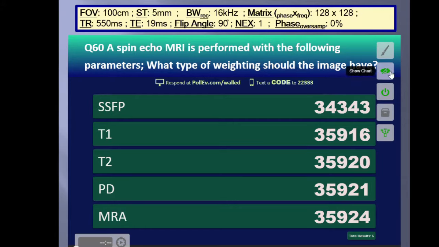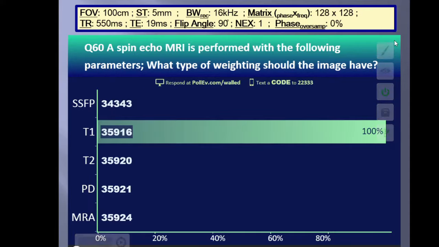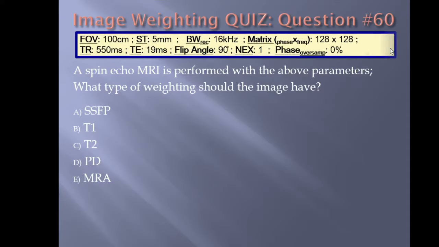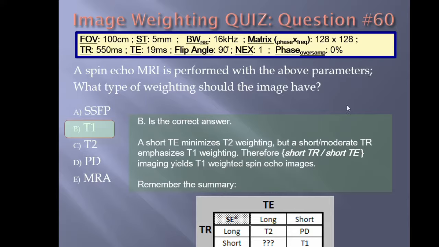What does that do for us? Enough answers? Let's see. T1 weighting, 100%. Got it correct. Very good. Exactly. So a short TR, T1 weights the image, and a short TE, T2 unweights the image. So you have a T1 weighted image.